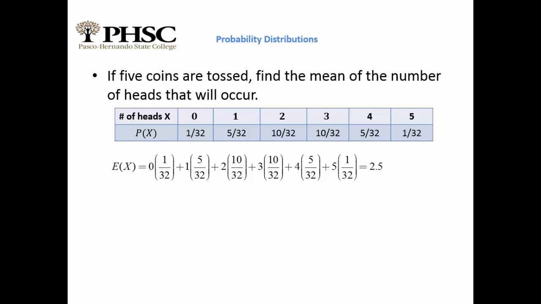So here we have five coins to toss. Find the mean number of heads that will occur. So the possibilities or the values of x would be 0, 1, 2, 3, 4, or 5. The probability of each one is listed. Again, we did this back in Lecture 17. So using the formula, we find out that the mean is 2.5.